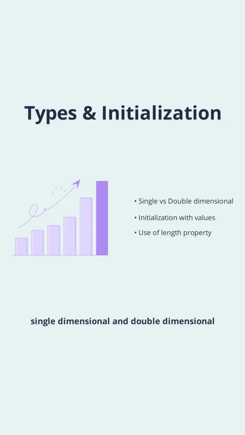A single-dimensional array is like a straight line of boxes, each holding a value. For example, int a = new int[10] creates an array that can store 10 integers. You can also create arrays for other data types like float, char, or string. Initializing an array is simple, just provide the values directly, like int i[] = {1, 2, 3, 4, 5}.